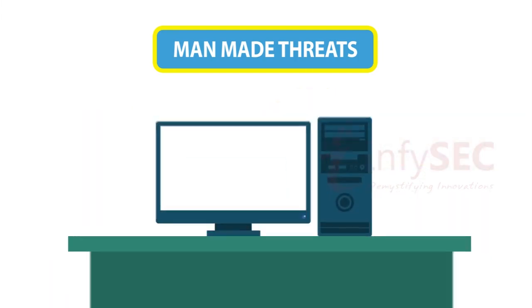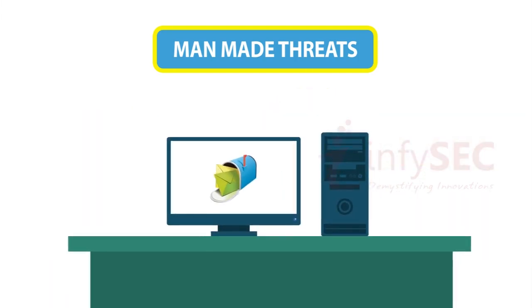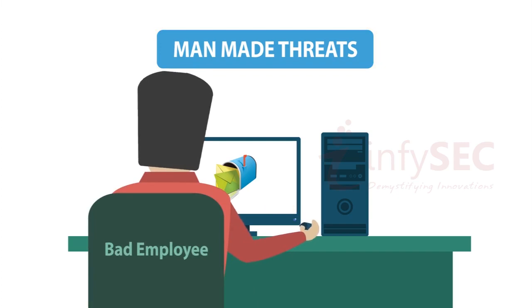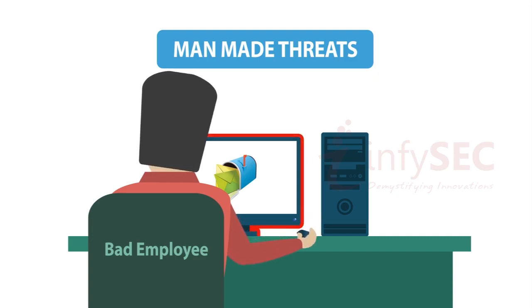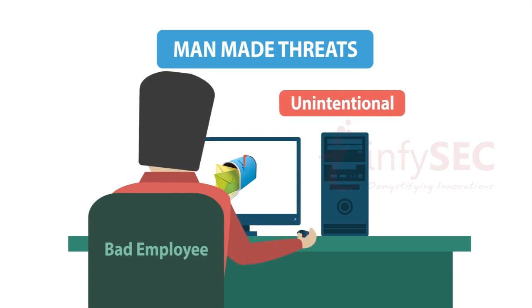An employee may unknowingly leave his PC unlocked while going for a break, which would pave the way for another disgruntled employee of the same organization to gain access to the system and steal data from the system. The former is an unintentional threat, while the latter falls under intentional threat.